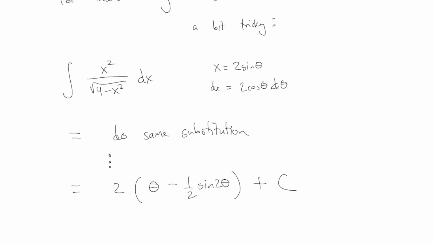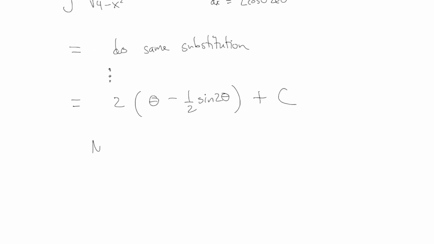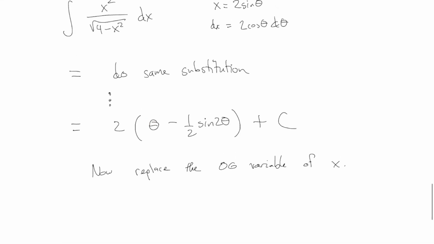what is theta? You can't just go up here and say, oh yeah, theta equals whatever, because that's not the way that we did this substitution. So this is the tricky part. Now replace the original variable of x. In a traditional u substitution, this is always very easy to do because you always had a formula like u equals something in terms of x. But we don't have a formula theta equals something. We only have these formulas, x equals 2 sine theta.